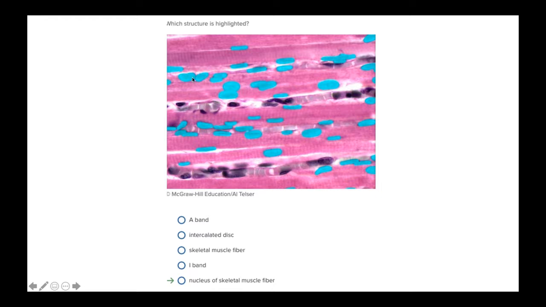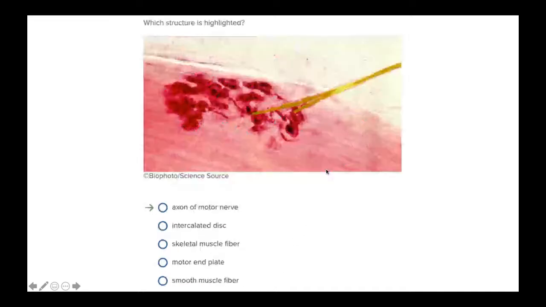And what is being highlighted in each of these are the nuclei, or the nucleus of the skeletal muscle. That's what's being highlighted. So what structures are being highlighted? The nucleus of the skeletal muscle fiber. That's what's being highlighted.